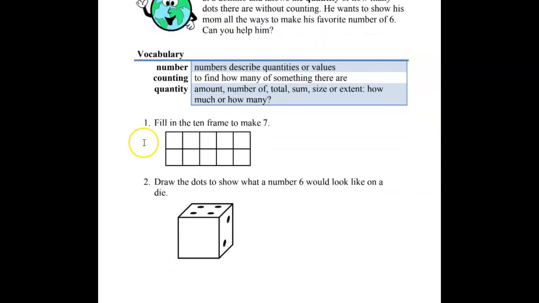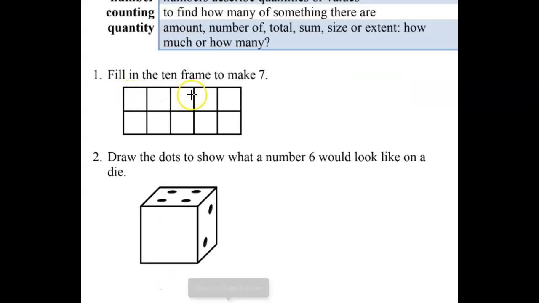So if we see that frame down here, it says fill in the 10 frame to make 7. So we know it's a 10 frame. So there's 1, 2, 3, 4, 5, 6, 7, 8, 9, 10. How can we fill that in to make 7? So we know there's 5 on top and 5 on bottom. So to make 7, we need 5 of these. So we can color the first 5 in. That's 5. We know we need 2 more to make 7.